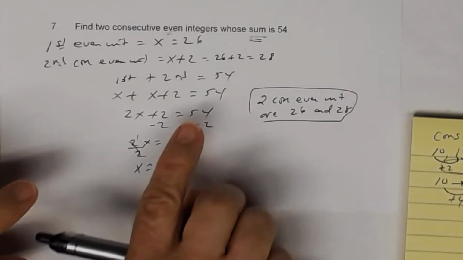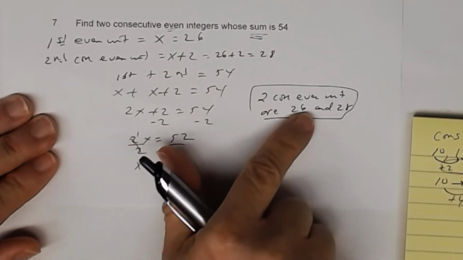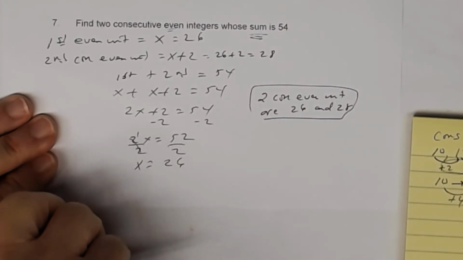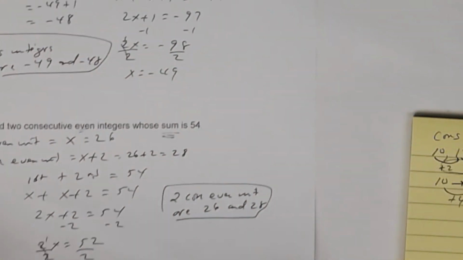All right, so let's see if that makes sense. So they are consecutive, right? And when I add them up, I do get 54. All right, so that's number 7. Okay, let's get number 8.